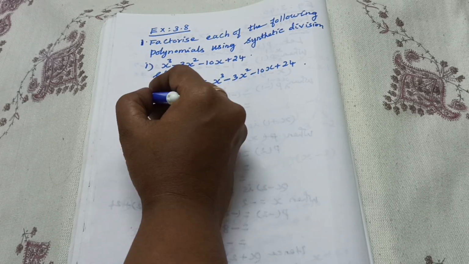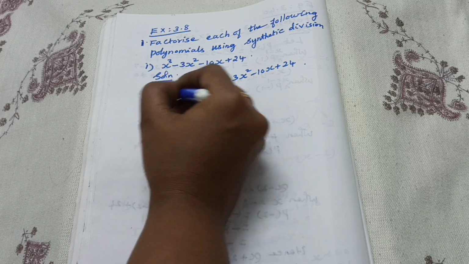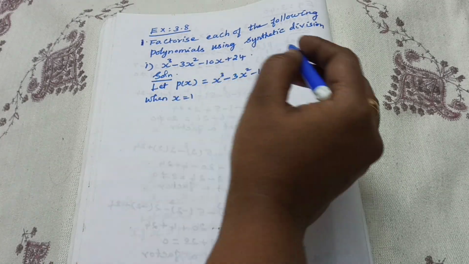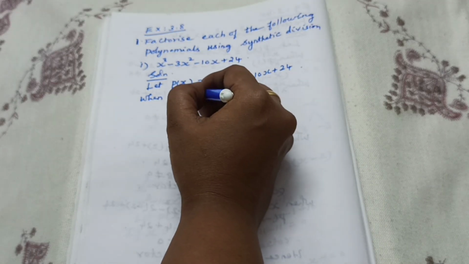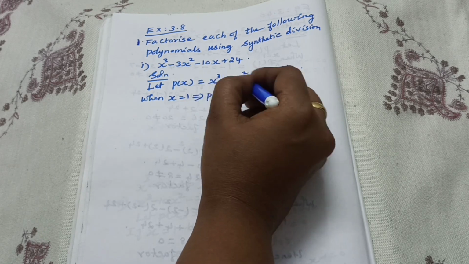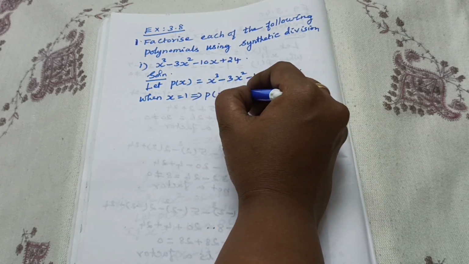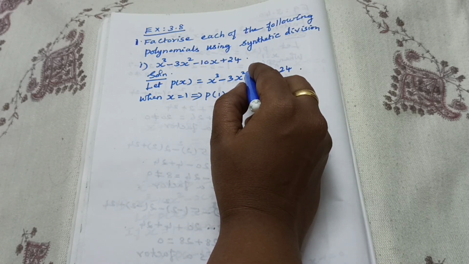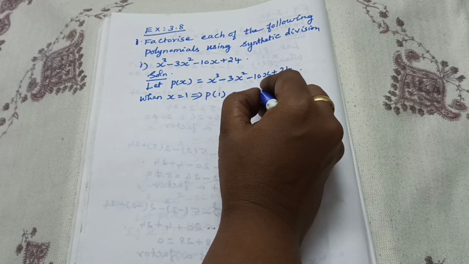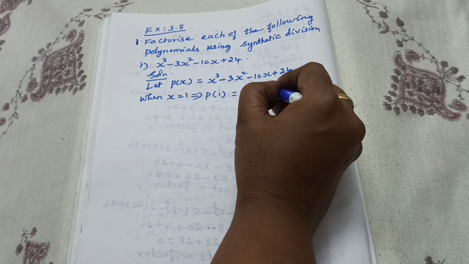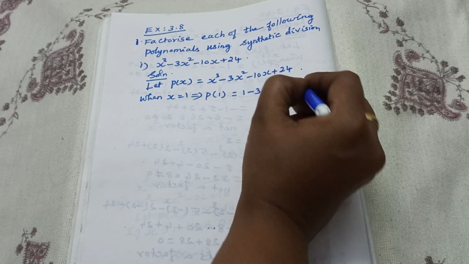Okay. Here I am giving when x is equal to 1. X equal to 1 substitute, which implies P of 1 is equal to 1 cube, that is 1. Okay, minus 3 into 1 square is what? 1, isn't it? Minus 3. Then minus 10 into 1 is what? Minus 10. Then plus 24.